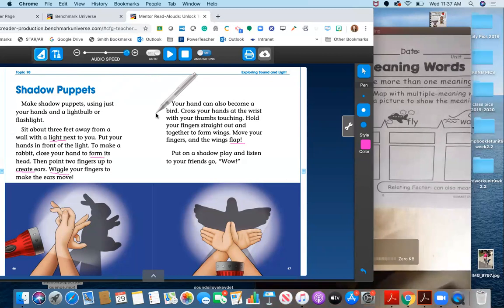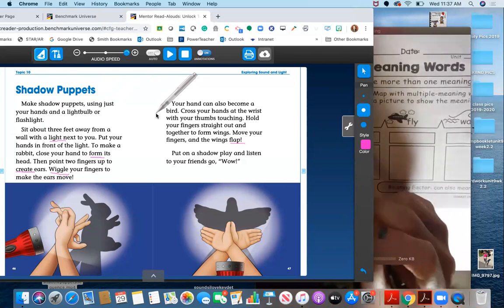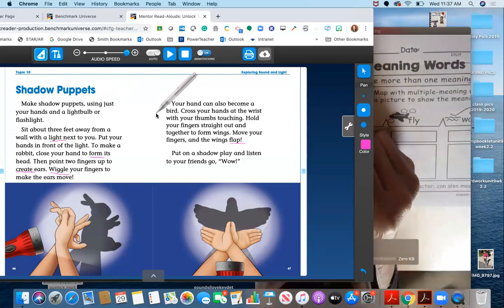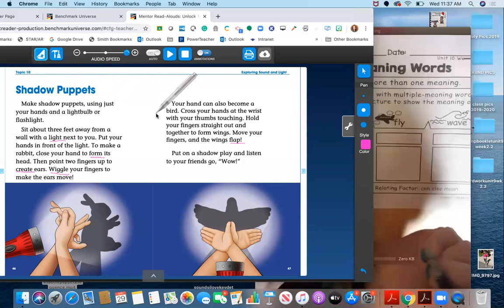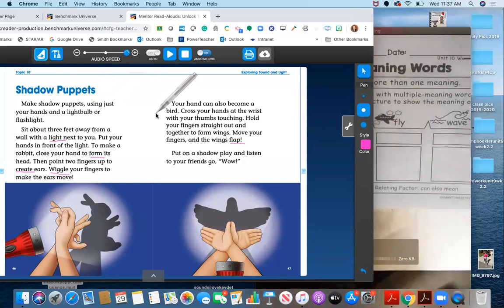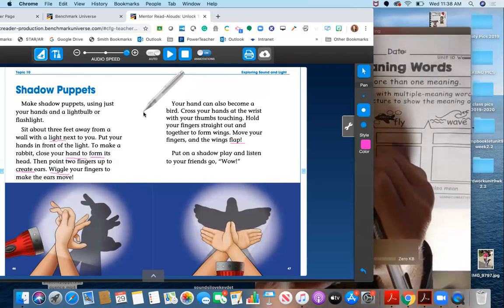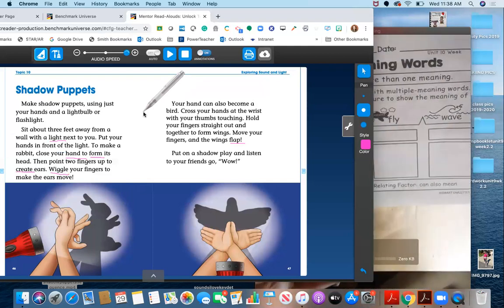Okay. The next word is hand, and this is showing us the hands of a clock. Now you're going to rewrite the word hand and draw a picture showing another meaning of the word hand. Let's find it in our text. Close your hand to form its head. There's the word hands, and I can tell from the pictures that in this text, they're talking about the hands that are part of your body. So I'm going to draw my hand. Okay.